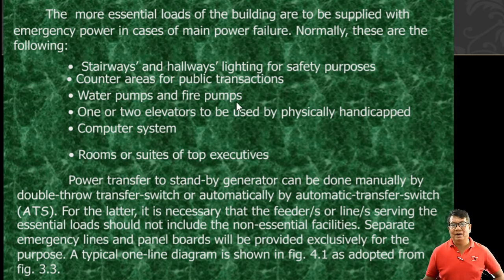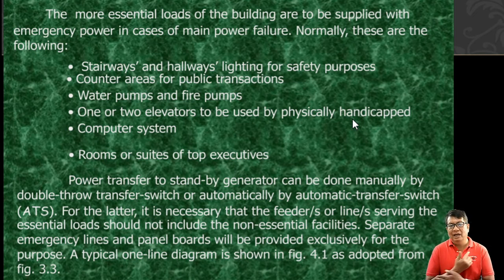Water pumps and fire pumps. This is very important. Why? Because a brownout might coincide with a fire. So how will we use our fire suppressants if there are no pumps and no electricity? We need a separate power supply for the fire pumps or water pumps. And one or two elevators to be used for the physically handicapped.